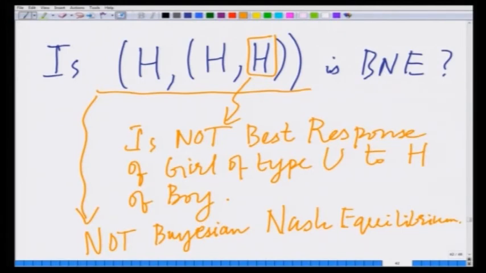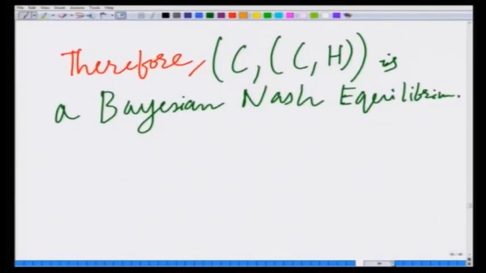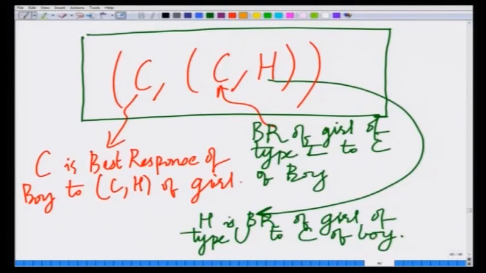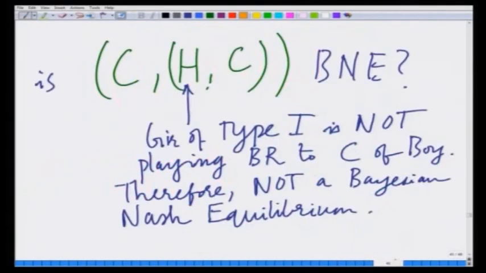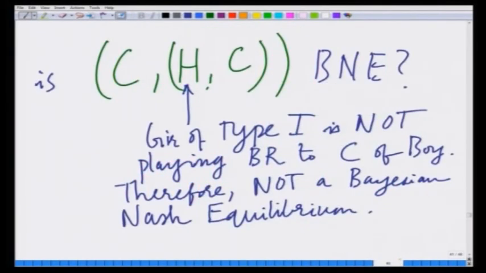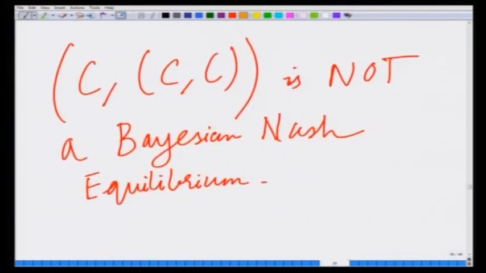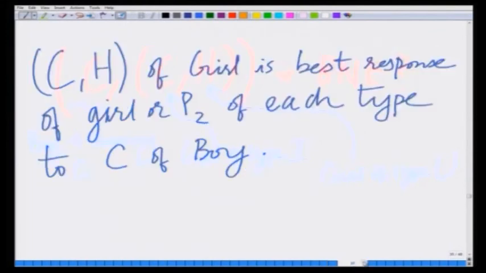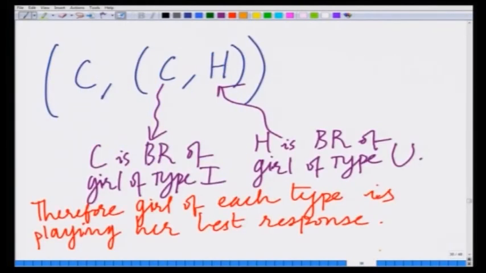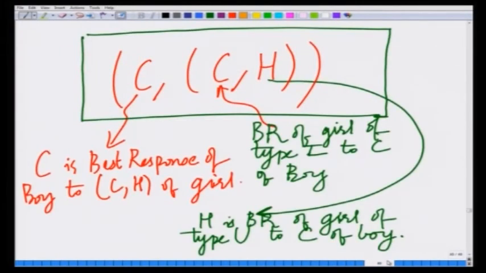So, we eliminated all possible choices, and therefore, we have deduced that the only Bayesian Nash equilibrium of this game is C comma C comma H. Therefore, C comma C comma H is the only Bayesian Nash equilibrium, and is a Bayesian Nash equilibrium of this game.